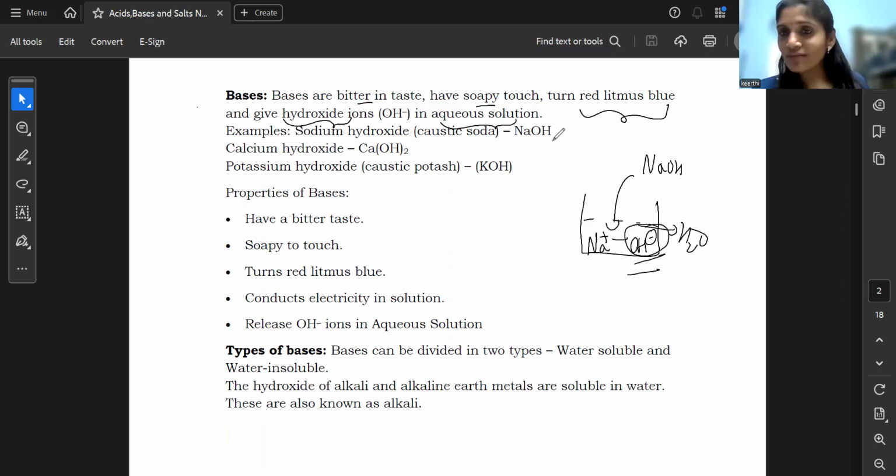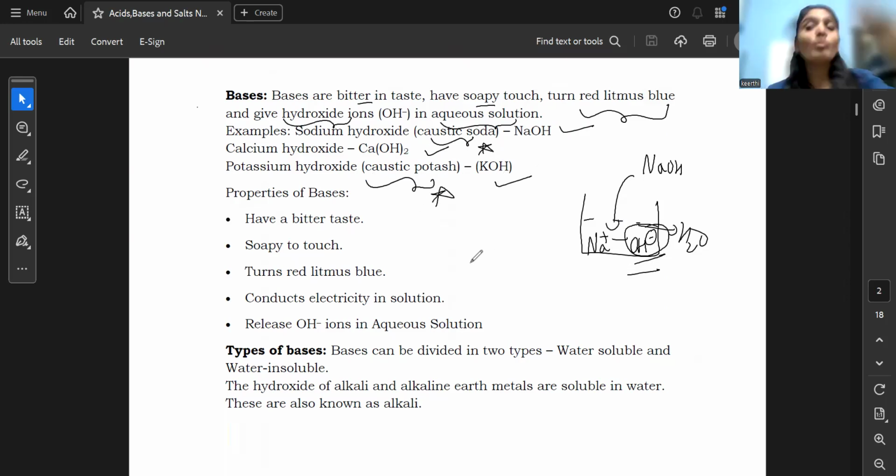Now, you can take a few examples of bases. NaOH is a base. NaOH is sodium hydroxide, very commonly called caustic soda, very important. Then you have calcium hydroxide. Then you have potassium hydroxide. The common name of potassium hydroxide is caustic potash. Please remember these two common names, because sometimes in questions they don't directly use sodium hydroxide and potassium hydroxide. They use the words caustic soda or caustic potash.